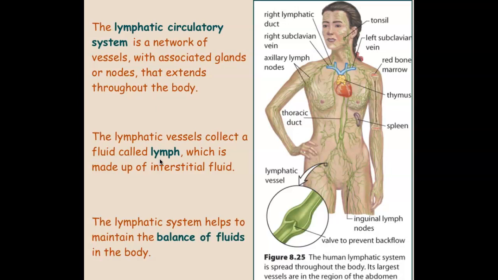It's called lymph, and it's made up of interstitial fluid, which is the fluid that basically fills all of the spaces between all of our different cells, so that they're not just empty, they're filled with a type of fluid. And the main thing that the lymphatic system is in charge of is making sure that our fluid stays balanced in the different parts of our body.